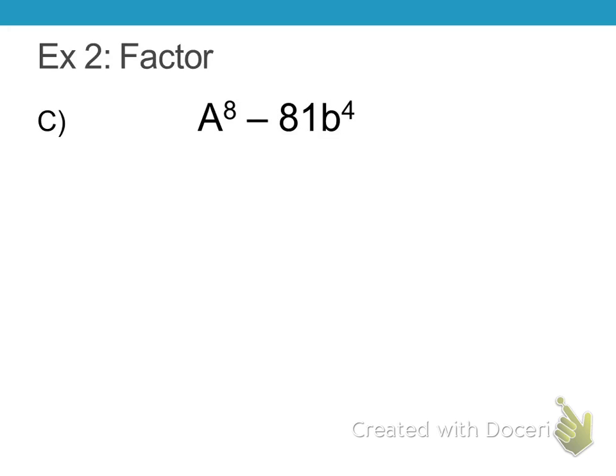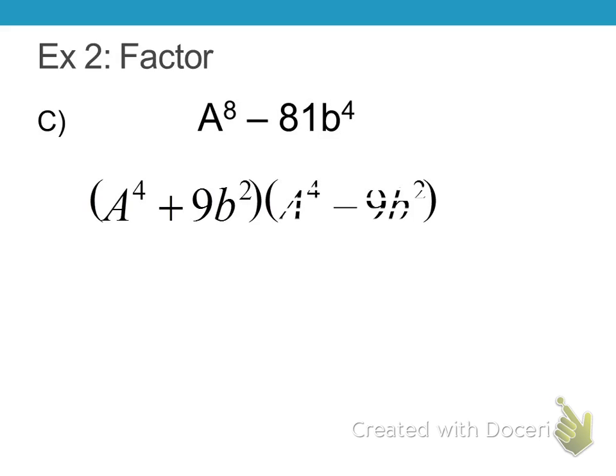Yes, that's a perfect square. What do I end up with? A to the 4th plus 9b squared. Keep going. Oh, and A to the 4th minus 9b squared. Very good. So you have an a to the 4th plus 9b squared and a to the 4th minus 9b squared.